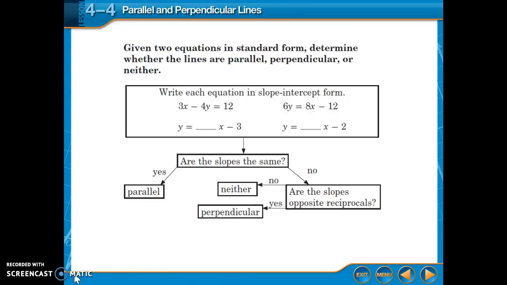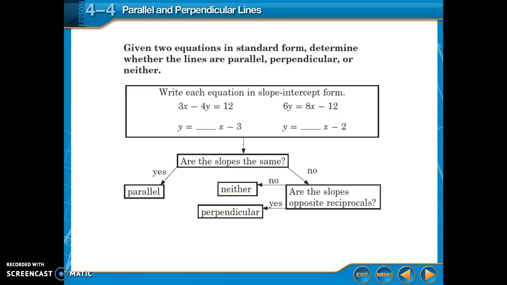For our next portion of our notes, it says, given two equations in standard form, determine whether the lines are parallel, perpendicular, or neither. Remember, if they are parallel, they have the same slope. So are the slopes the same? If your answer is yes, then they are parallel. If they are no, you want to know if the slopes are opposite reciprocals. This will help determine if they are perpendicular. If the answer to this question, are the slopes opposite reciprocal, is no, then it's neither parallel or perpendicular. If your answer to the question, are the slopes opposite reciprocals, is yes, then your answer is perpendicular.